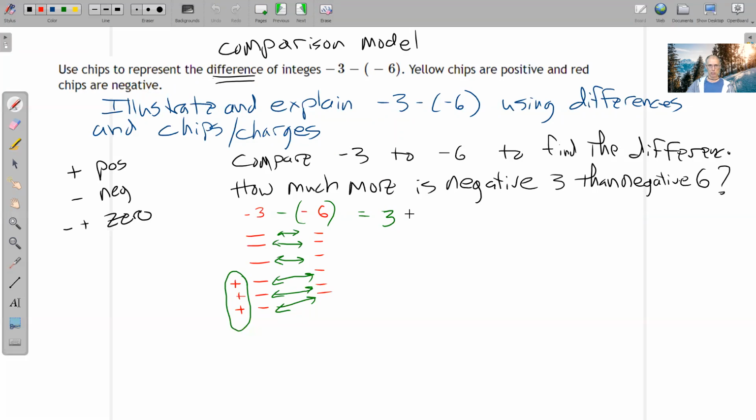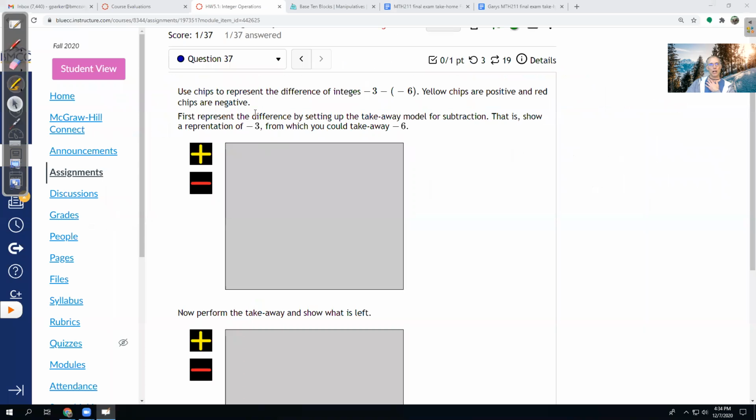Let's go back and look at this problem and figure out which one it wanted, because I forgot to copy the rest of the information. There we go. Use chips to represent the difference of integers -3 minus -6. Yellow chips are positive, red chips are negative. Okay, so then we get some more instructions. First, represent the difference by setting up the takeaway model. Look, I should have read further.